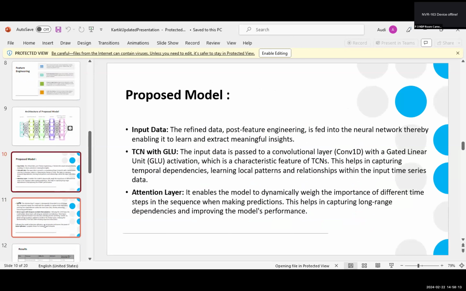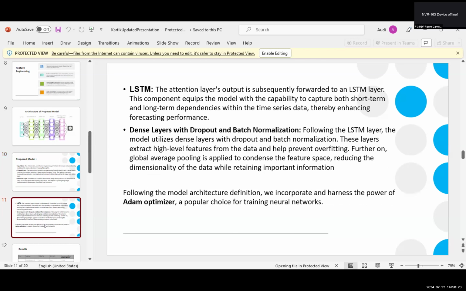Then the input is passed through the attention layer. It helps in capturing and dynamically weighing the importance of different time steps in the sequence when making predictions. This helps in capturing long-range dependencies and improving the model performance. The LSTM: the attention layer's output is subsequently forwarded to an LSTM layer. This equips the model with the capability to capture both long and short-term dependencies.